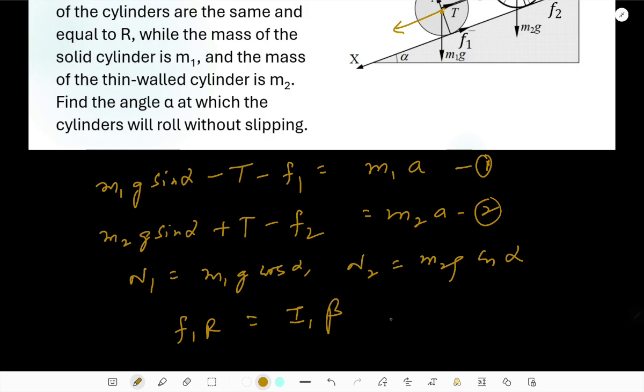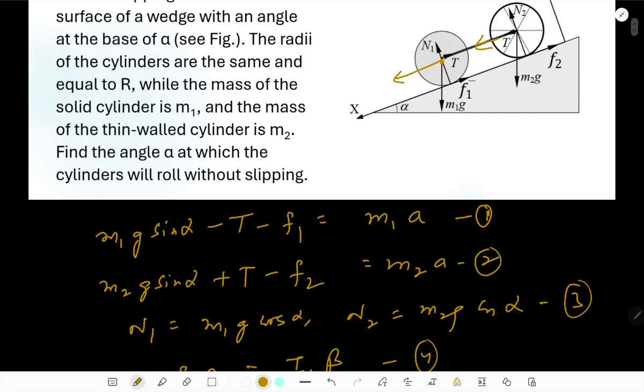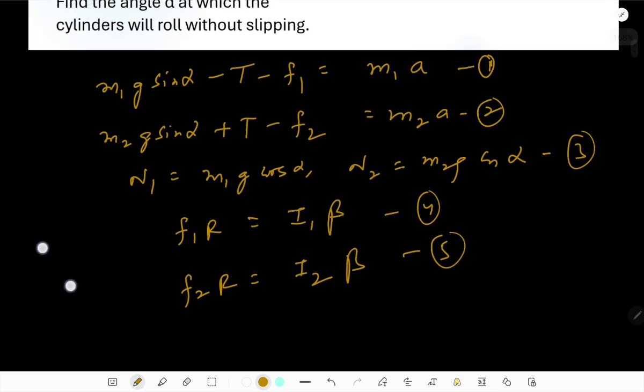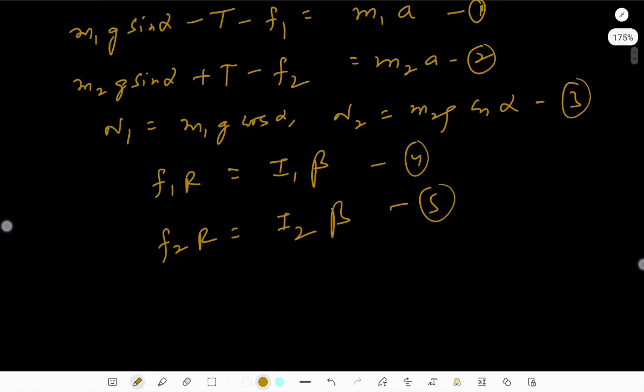This is equation 3, and this is equation number 4, and I can do the same with the hollow cylinder. Again F2R is equal to its moment of inertia, which is different, times its angular acceleration, which will also be the same. Why? Because angular acceleration and acceleration are related, since both are rolling without slipping: a equals beta into R. Their radii are the same, so beta must be the same.